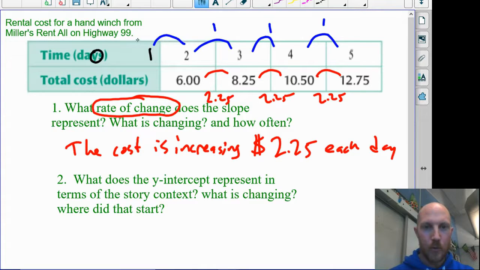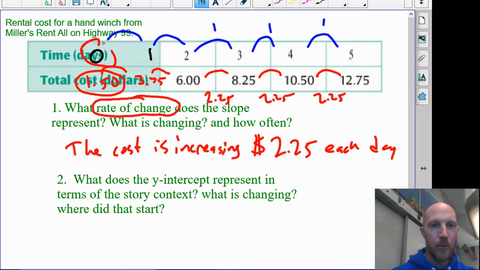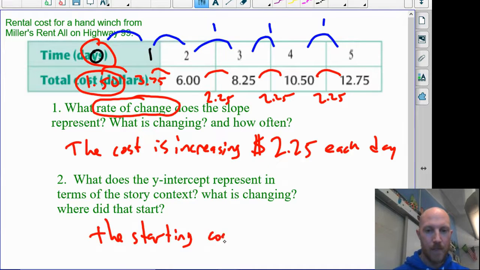If I go back from 2, before that would come 1, and before that would come 0, and then I'm going to back up this cost by $2.25. So if I subtract $2.25, that's going to be $3.75. And then if I back up one more time, another $2.25 off of that is going to be $1.50. So 0 days would correspond with a cost of $1.50. So the starting cost was $1.50. And a lot of times that's the way rentals work. You pay some upfront cost just to start the rental off. And then the longer you keep it, you pay more, whether it's by hour or by day or whatever.